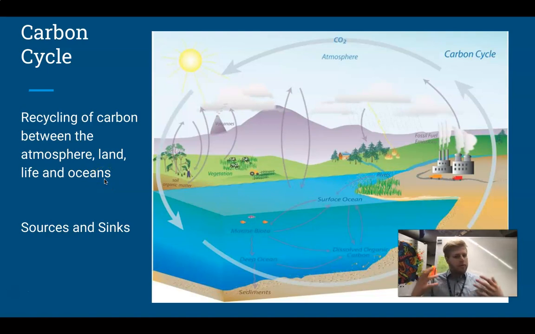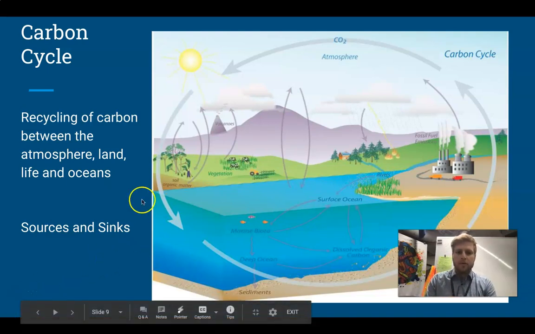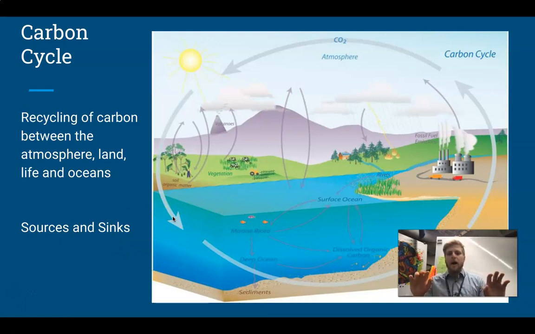So the Earth, for the most part, is a closed system. However much carbon the Earth had when it formed 4.5 billion years ago, that's how much carbon it has today. What will happen is where that carbon is stored. So there are sources of carbon. By that, we're specifically talking about things that release carbon into the atmosphere.